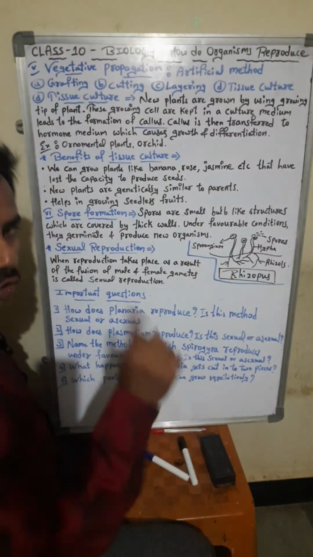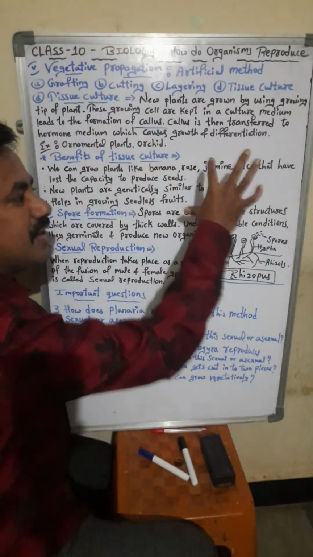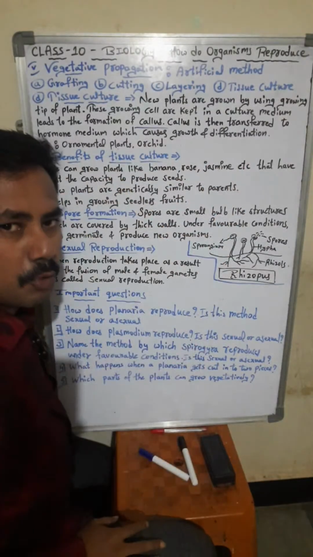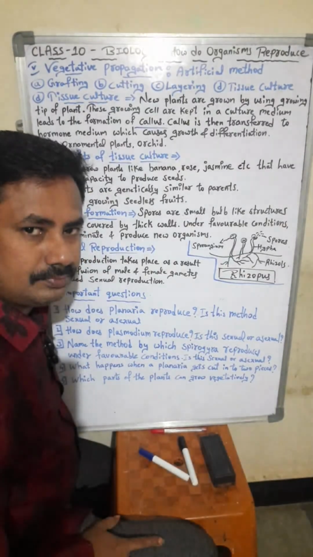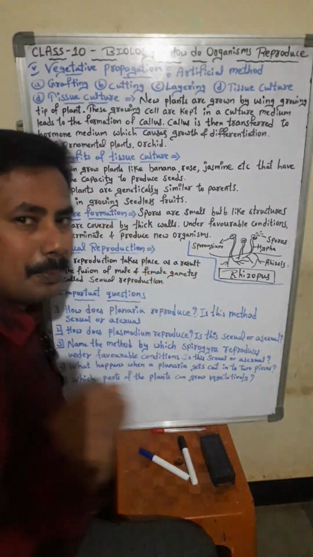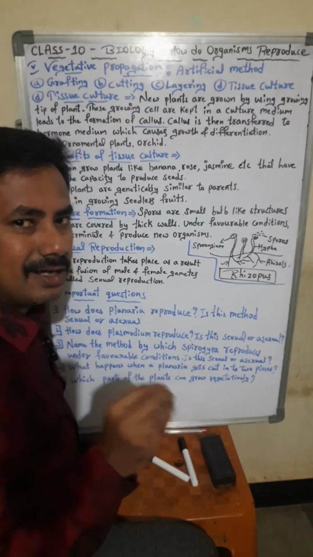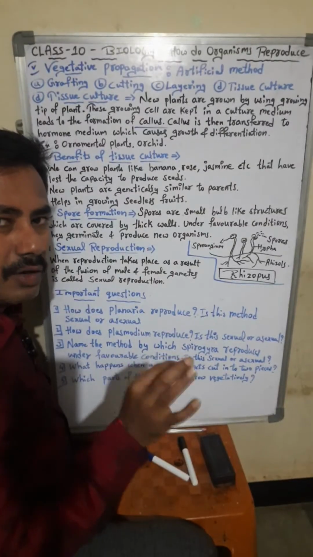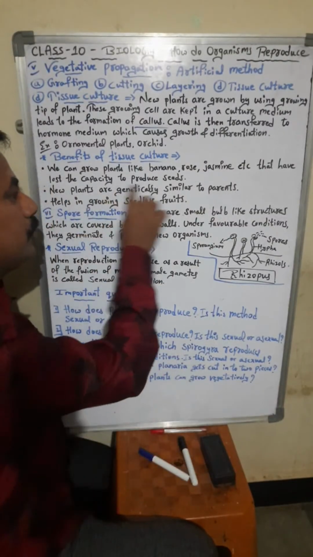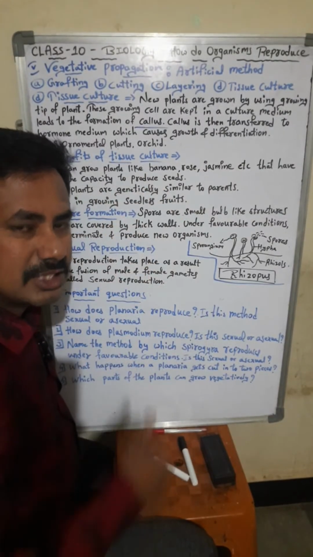Okay, so in examination if they ask, you have to write these 3 points. What are the benefits of tissue culture? First one, we can grow plants like banana, rose, jasmine, etc. that have lost the capacity to produce seeds. This is the first point.